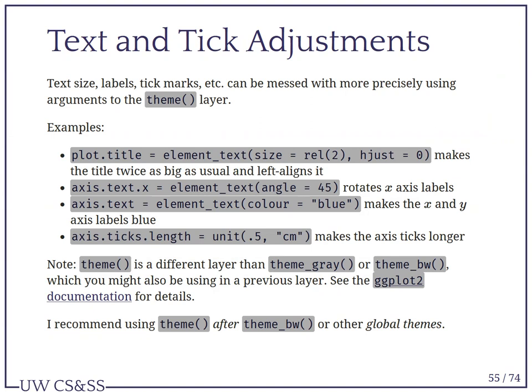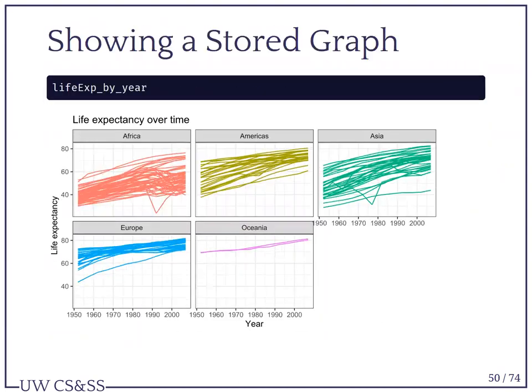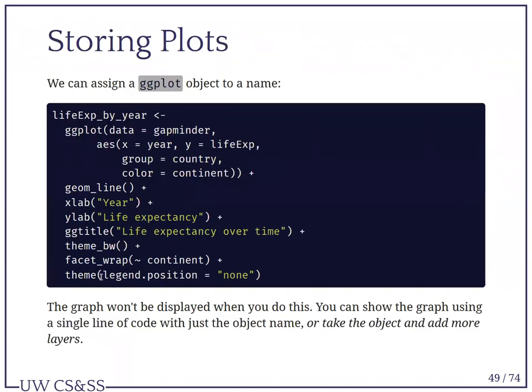They can be messed with more precisely using arguments to the theme layer. So you might remember I was using the theme layer here to change the legend position. The theme layer is often where you want to change really specific things about your graph.